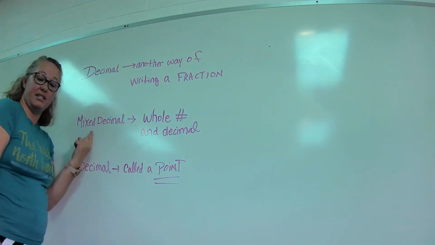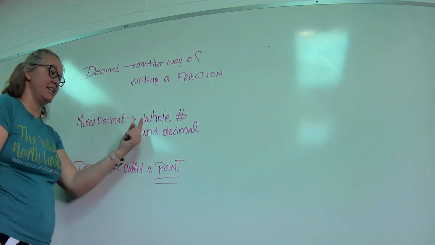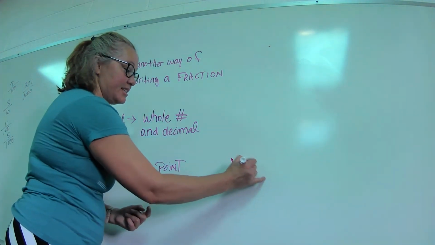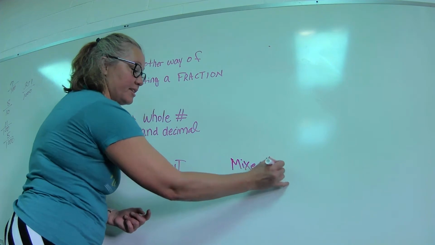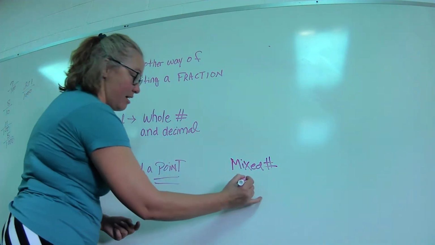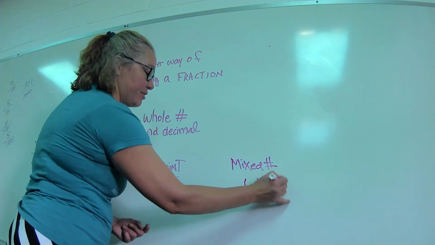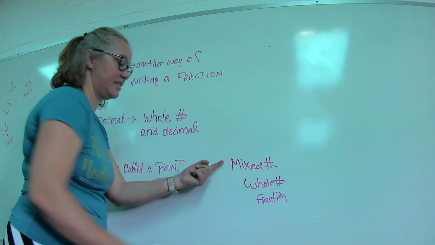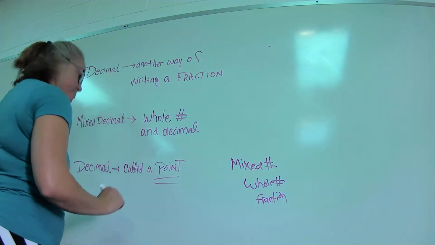Then you have a mixed decimal that contains a whole number and a decimal. Remember, like a mixed number, what does a mixed number contain? A whole number and a fraction. So instead of saying a mixed number, we say a mixed decimal.